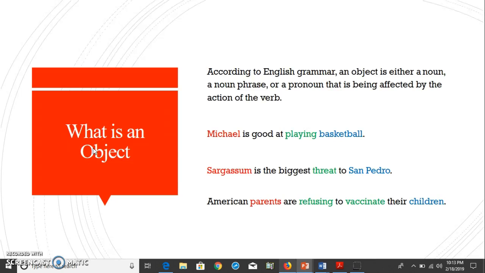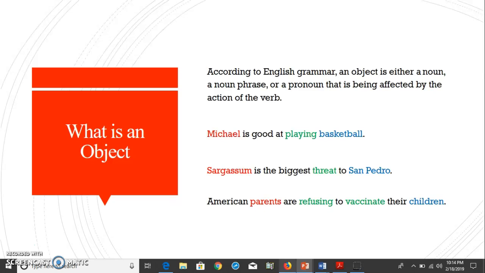Michael is good at playing basketball. Now, one thing that you'll have to learn is finding the verb is incredibly crucial on finding what the subject is and what the object is. So, object in this sentence is basketball. The way you find that is by pointing out what the verb is. The verb is playing. Who or what is playing? Michael. Michael is the subject. Michael is playing what? Basketball.